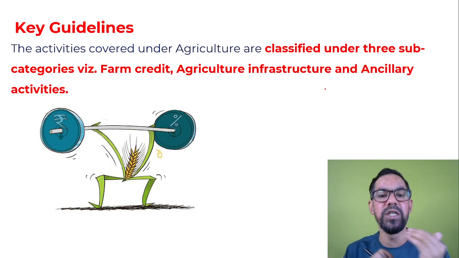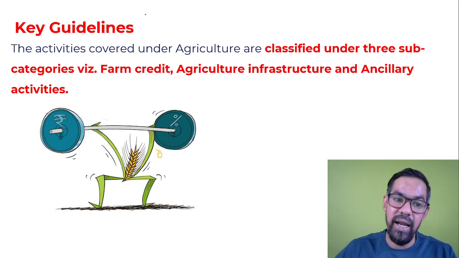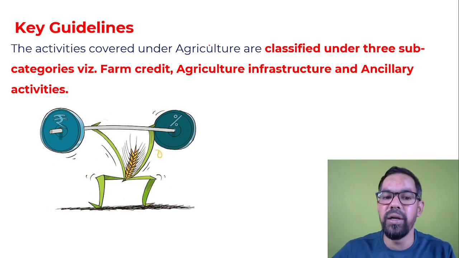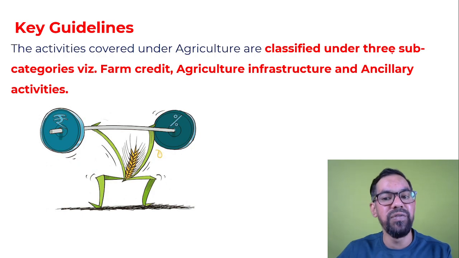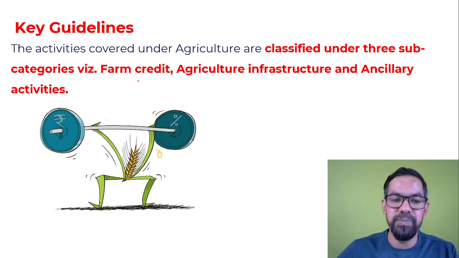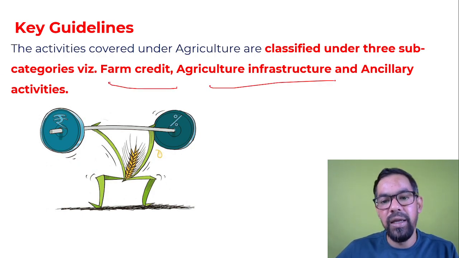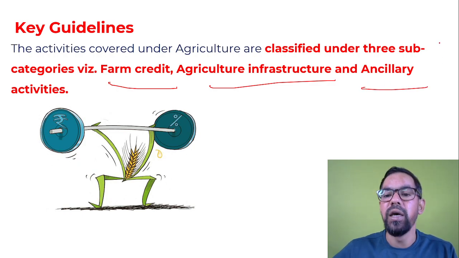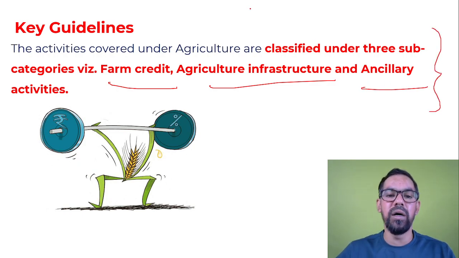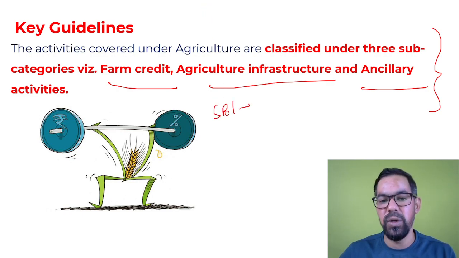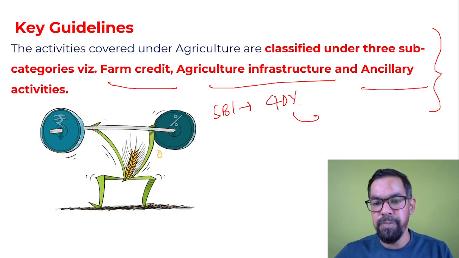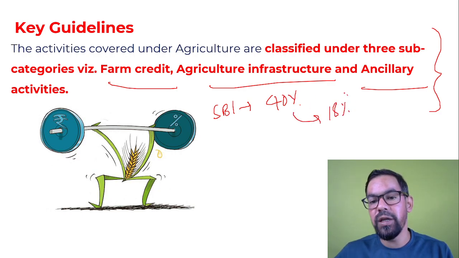So we will talk about these particular things under key guidelines. The activities covered under agriculture are classified under subcategories. These are farm credit, agriculture infrastructure and ancillary activities. As with every norm, a commercial bank like State Bank of India has to lend 40% in the priority sector. Out of this, 18% goes to agriculture.